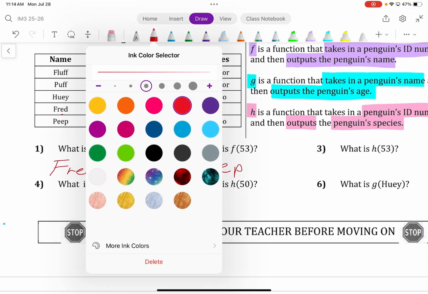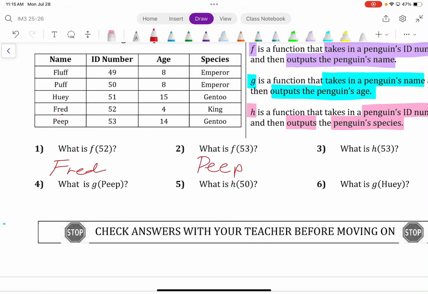What is the following? h of 53. So now we have a different function. Now this one takes in the ID number and outputs the species. So what is h of 53? Grace. Gentoo. Gentoo is correct. Very good.